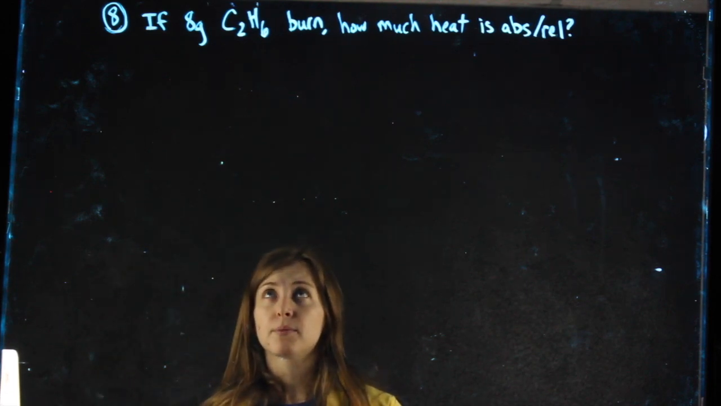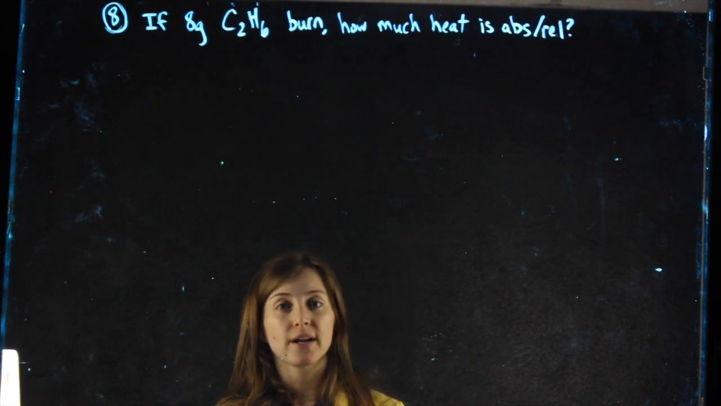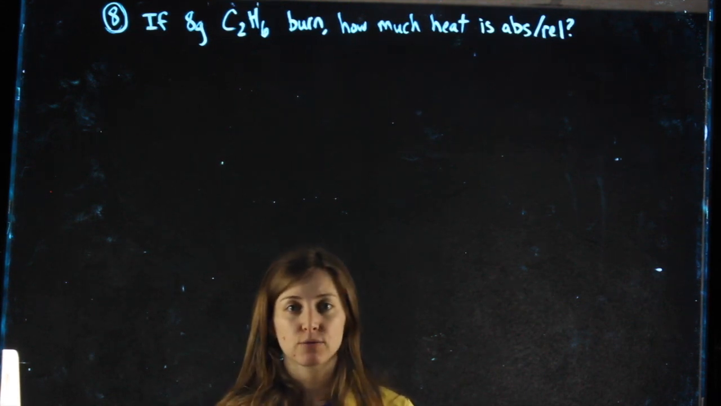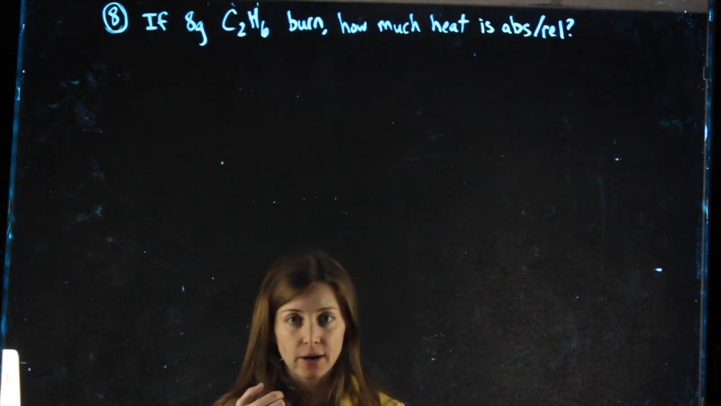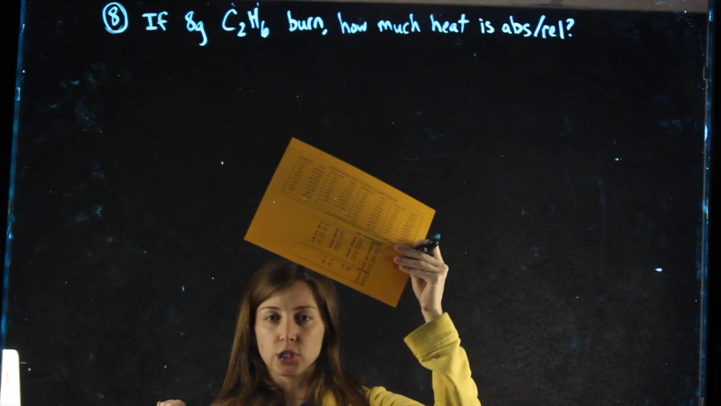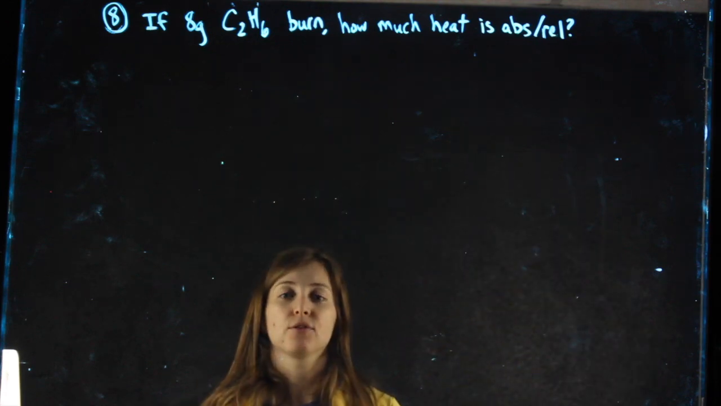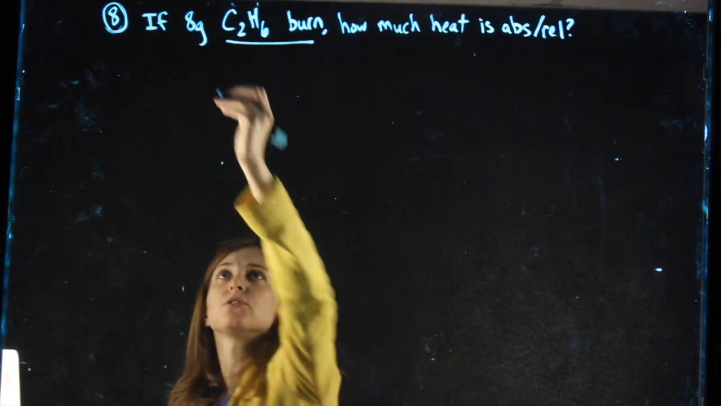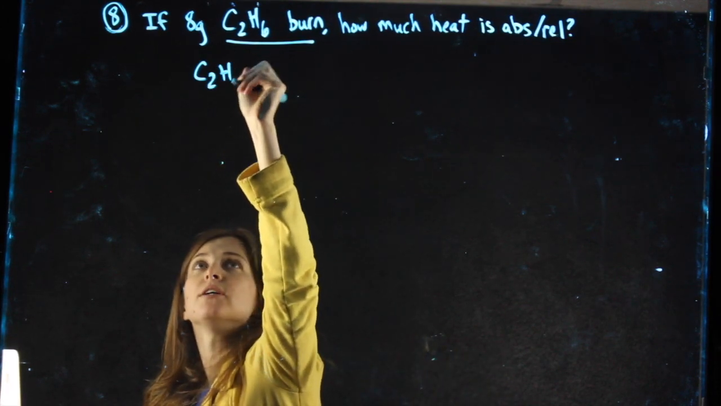This problem number 8, because it mentions the word burning, it says C2H6 burns, that tells me I need to write a reaction. Anytime I can write a reaction, and then I can use this heat of formation sheet to calculate a heat of reaction. So before I go any further, just because of those words, write my reaction.